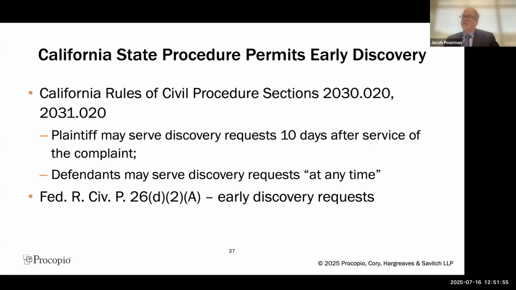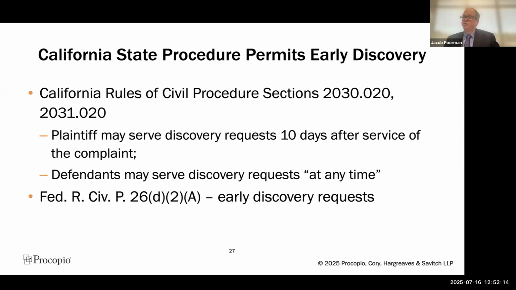California state procedure does not have an equivalent requirement to Rule 26's initial disclosures, although the parties can agree to such an exchange. But it does allow parties to serve discovery requests very early in the litigation, and thus a party in California can also be required to respond to discovery shortly after litigation is initiated.